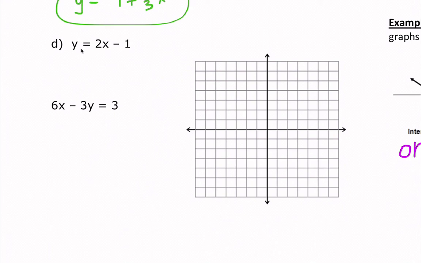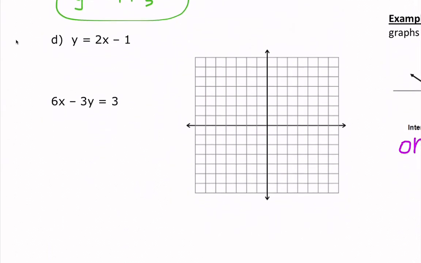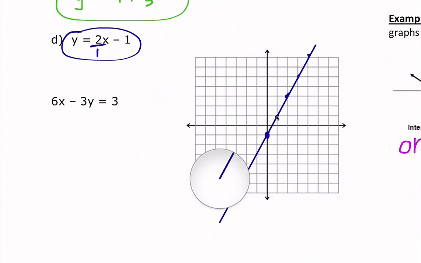Okay, last one, lucky us, y is by itself. So I can go ahead and straight up graph this guy. My y-intercept is the number by itself, which is negative 1. So I'm going to go down 1 on the y-axis and put my point. My slope is 2, so it's the same as 2 over 1, which tells me from here I need to go up 2, right 1, up 2, right 1. Once you have your points, you can use your straight edge to draw your line.